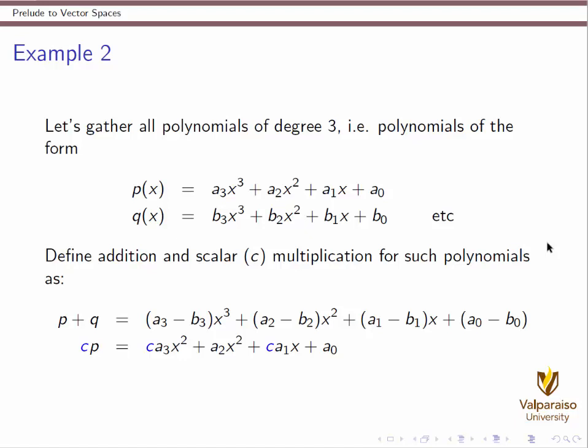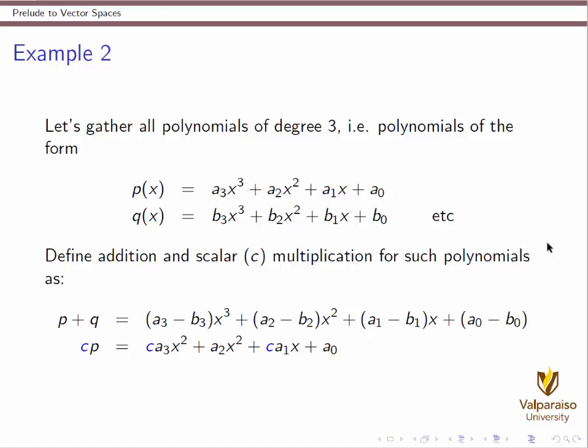Addition of polynomials will now mean that we will take the coefficients of the first polynomial to the left of the plus sign and subtract the coefficients of the polynomial to the right of the plus sign. So that's a brand new definition of quote-unquote addition. And our new definition of scalar multiplication is go down the polynomial and multiply every other coefficient by that scalar.